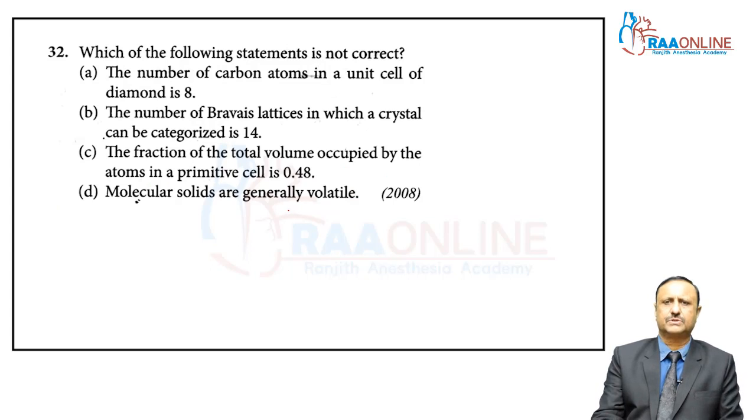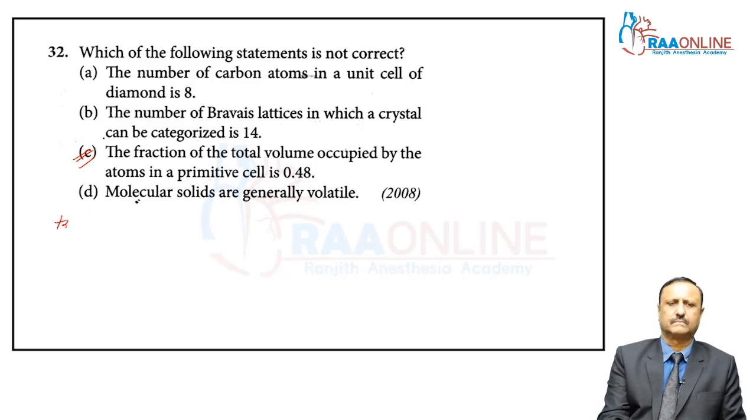Now we can see question number 32. Which of the following statements is not correct? Here my dear students, the answer is C. This is the incorrect statement. Why? You can see the theory of this question.